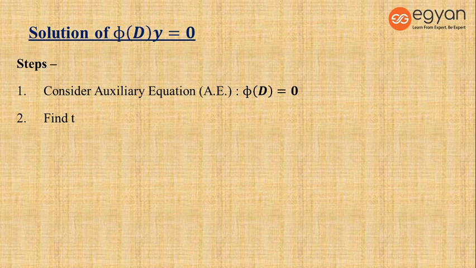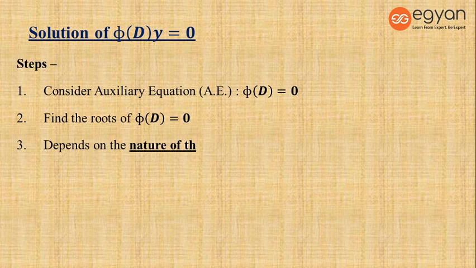Now the second step will be to find the roots of that auxiliary equation. Just factorize it and find the roots of the auxiliary equation phi of D, and depending on the nature of the roots you are going to write the solution, the complementary function, of the given differential equation. The nature of the roots is most important. Nature of the roots means what? Roots may be real, roots may be imaginary, like this.